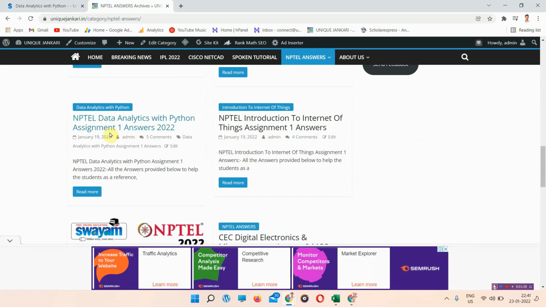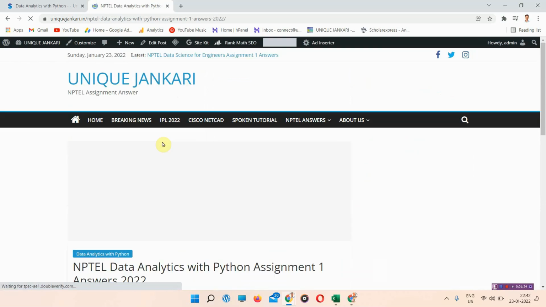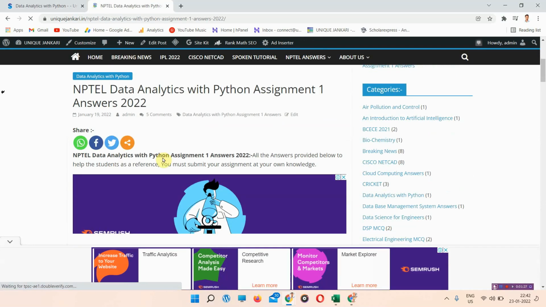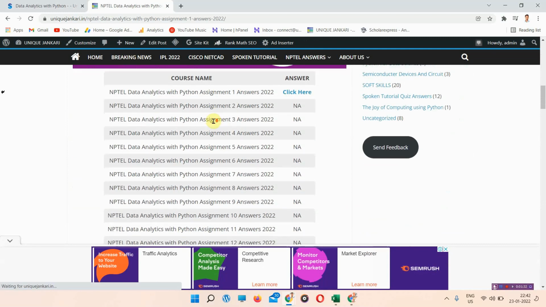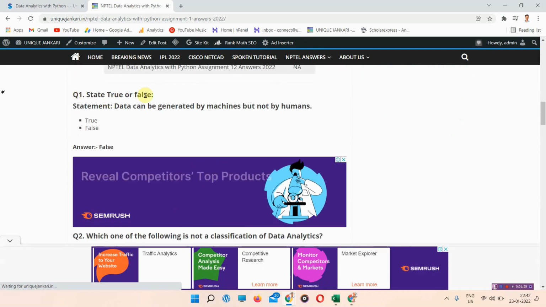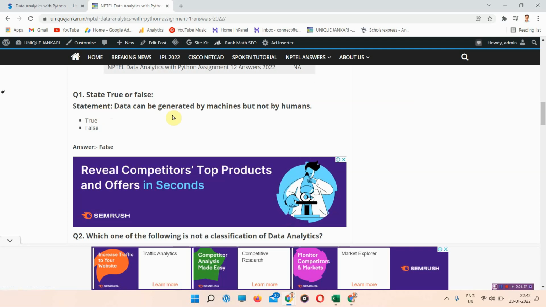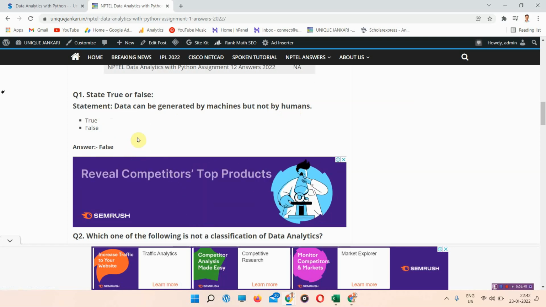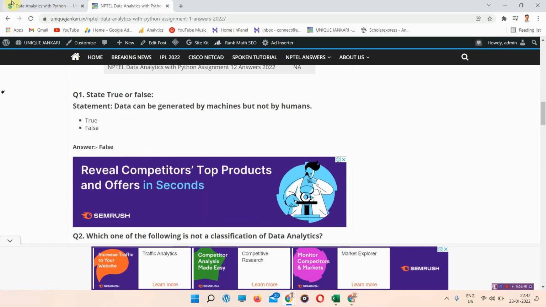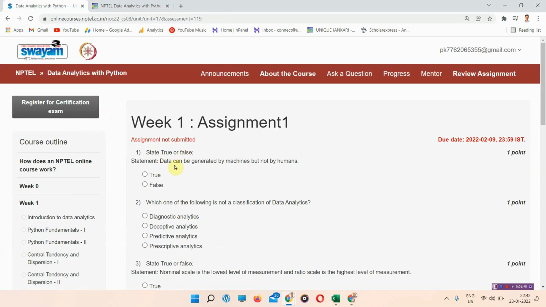Your subject name is data analytics with Python. Assignment 1 answer is uploaded here. You can view it by clicking here. NPTEL data analytics with Python assignment 1 answer. All the questions are of the type state true or false. Statement 1: data can be generated by machines but not by humans. All answers are provided here. I will give you the link also, and you can visit by the way I have provided. So let's start the video.